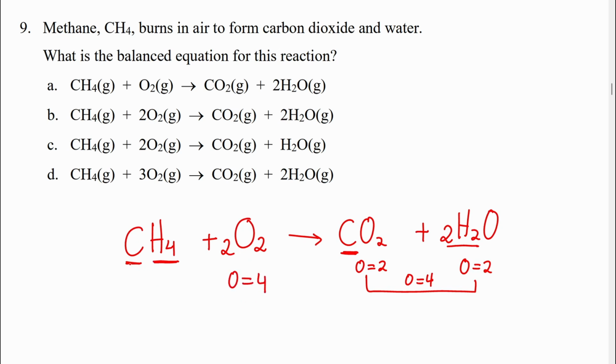So now let's check one more time. Carbon is 1, carbon is 1. Hydrogen 4, 4 hydrogen. Oxygen is 4, and oxygen is also 4. So the correct answer is B.